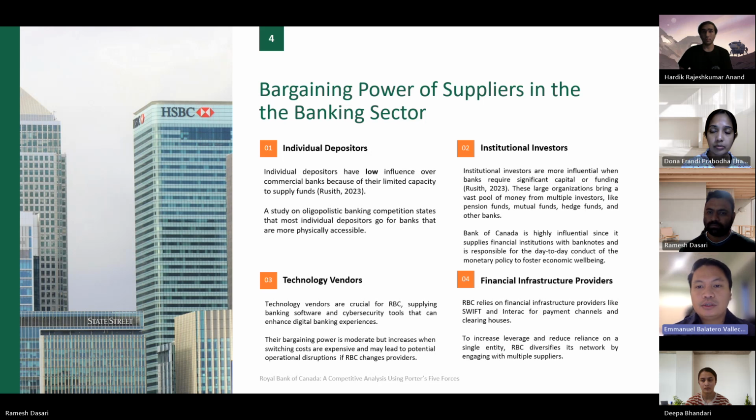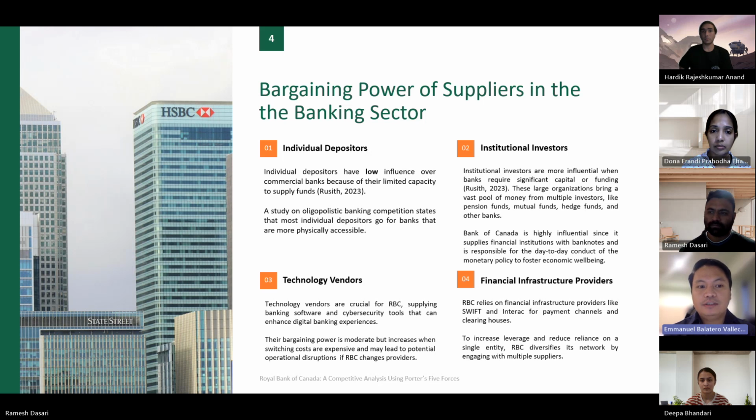Another institution that has a high influence is the Bank of Canada. As you all know, the Bank of Canada is a central bank which supplies commercial banks and other banks with banknotes, and they also set the monetary policy. This also includes the country's 2% inflation target. The Bank of Canada highly impacts RBC's operations, and they also foster Canada's economic well-being.